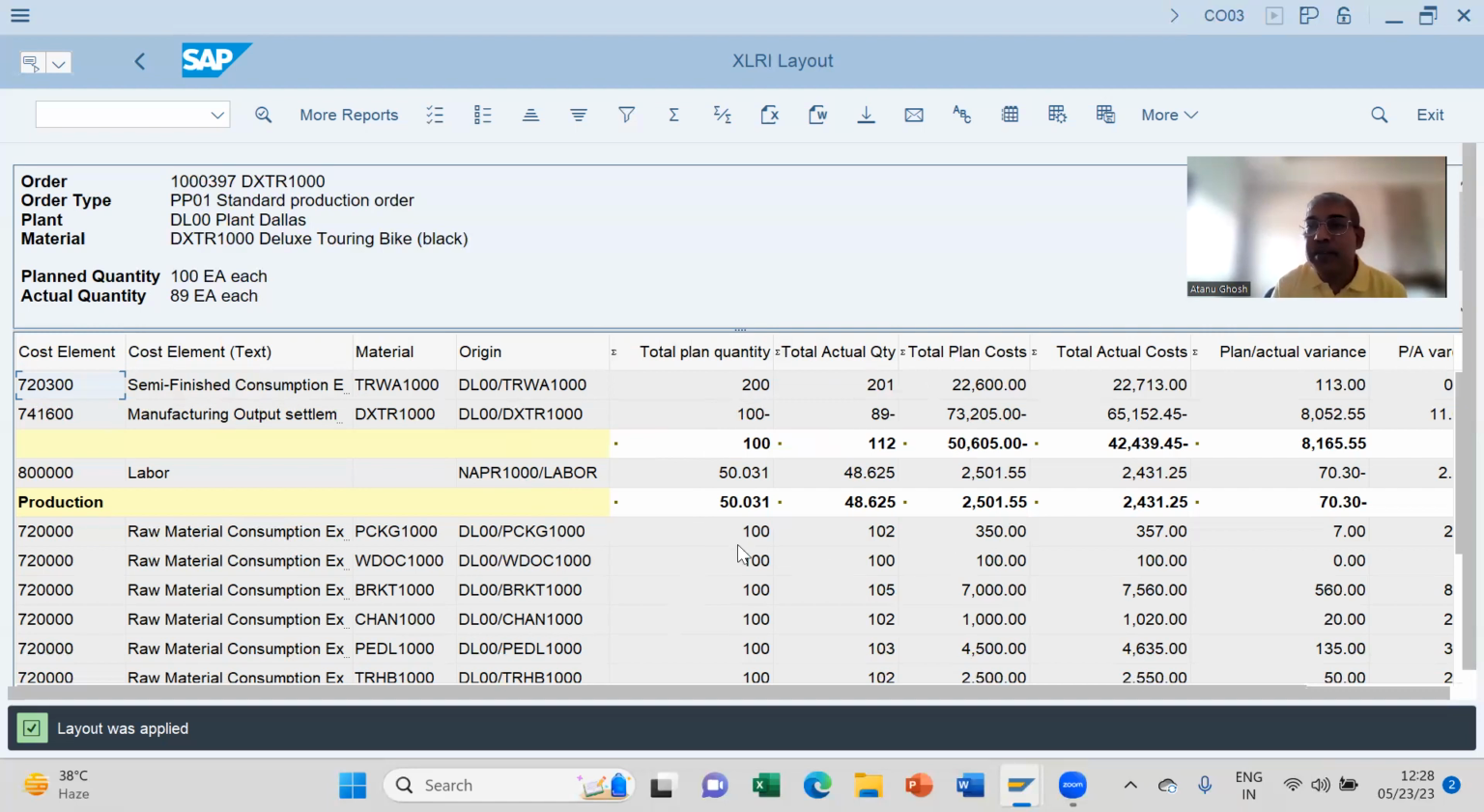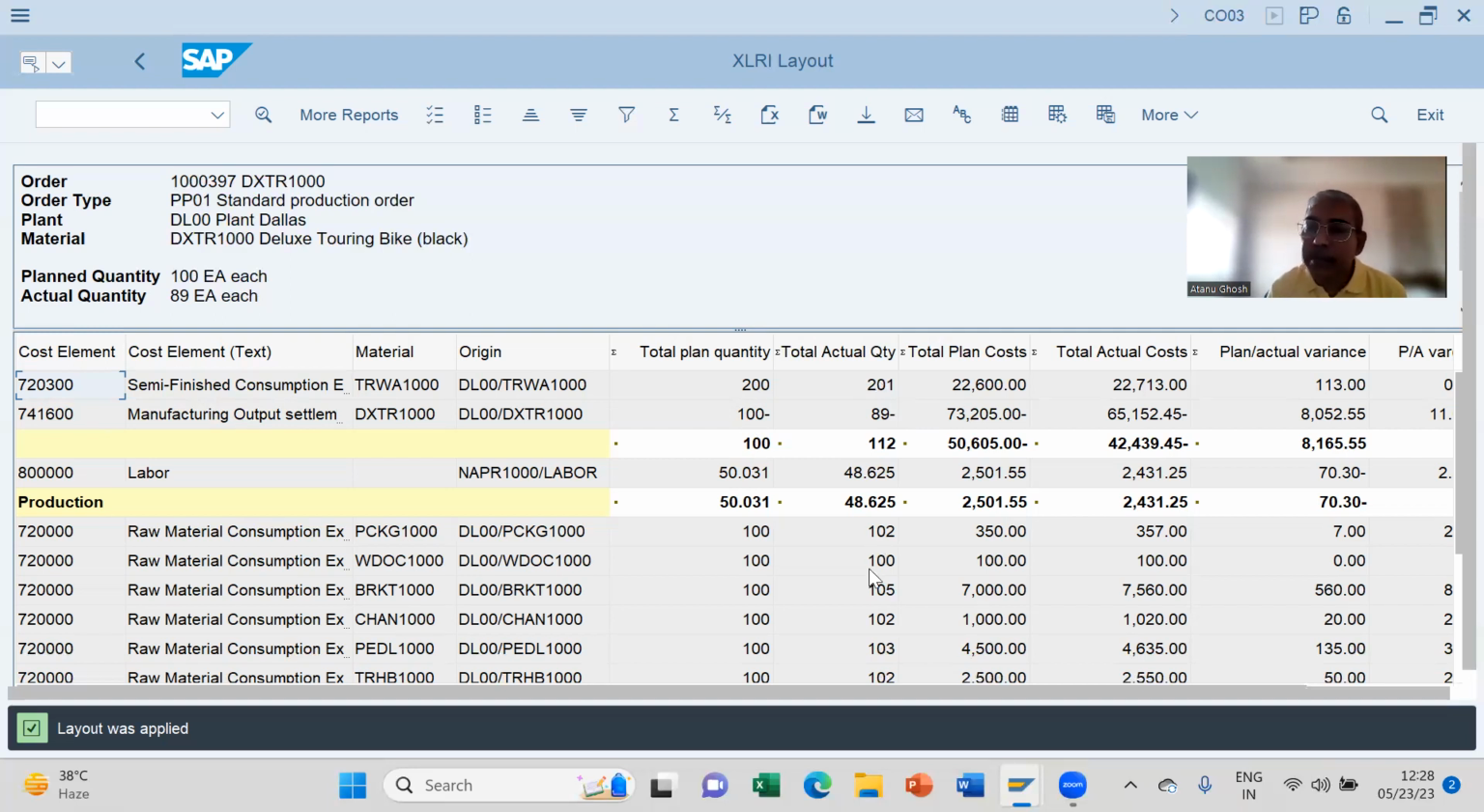Plus means consumption, minus means production. So the raw materials that are supposed to be consumed as per plan: 100 is the planned consumption of raw material for producing 100 units of DHDR, not actual. 200 is the planned consumption of semi-finished goods for producing 100 units of DHDR. So the planned consumptions will be plus and the planned production will be minus. Same for labor.